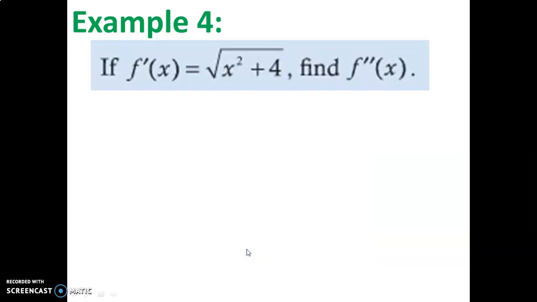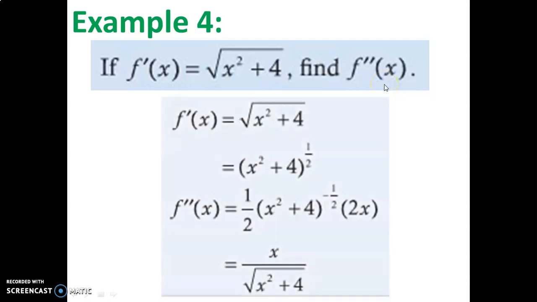Example 4. This time we're given this, and we need to find this. Try it out. Okay, I hope you weren't tricked by this one. This one gives you the first derivative already. So if you were looking at this and thinking, okay, I gotta take the derivative of this once and another time, nope, you only have to do it once because you're already given the first derivative. So to get from the first to the second, you only have to take the derivative once, and that's what we're doing here.